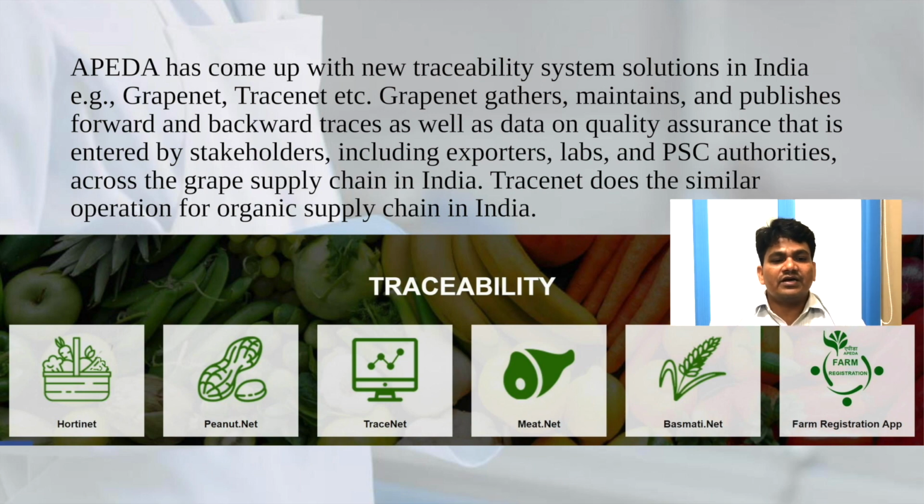So we have seen GrapeNet and TraceNet, both kinds of traceability systems we can use, but they are specific to the products, as we have seen. There are other systems, maybe like Hortinet, Peanut.net, TraceNet, Meat.net, Basmati.net, and the farm organizations app. So many more systems we can have, which may be digital systems, and which will give us proper information about the products.